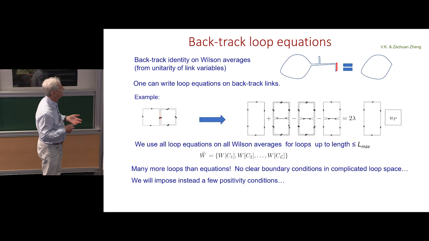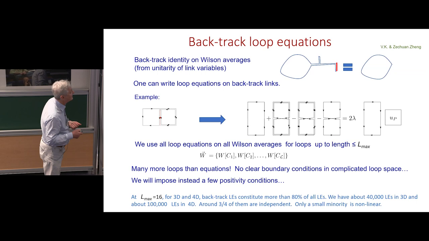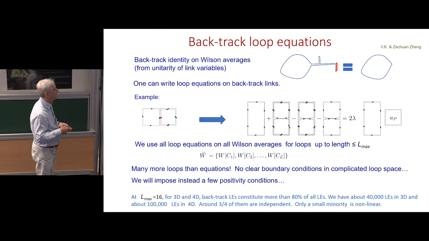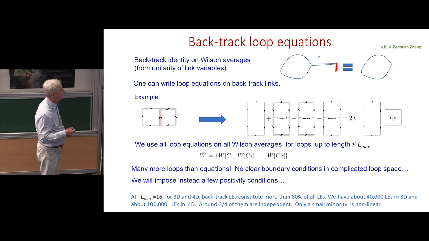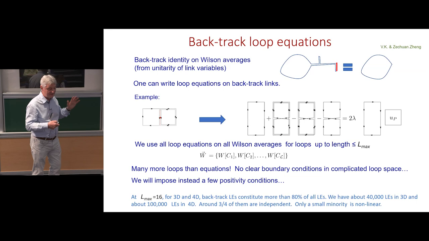Then there are about 40,000 loop equations in 3D and about 100,000 in 4D. Around three quarters of them are independent, otherwise they are sometimes linearly dependent, and only a small amount is nonlinear. For these lengths, there are very few nonlinear equations, although they are important.